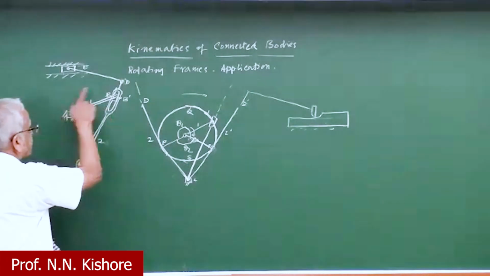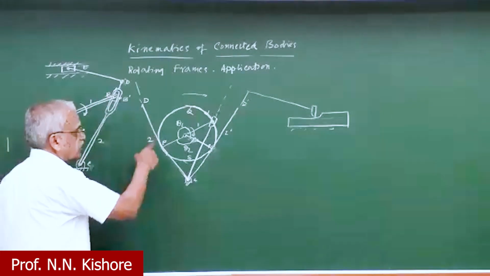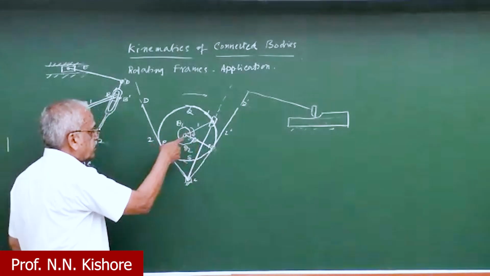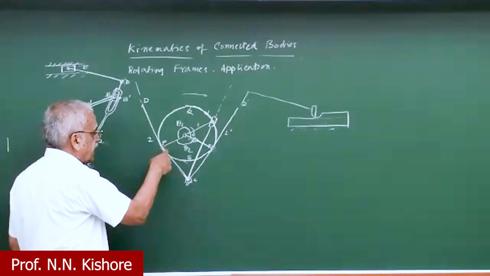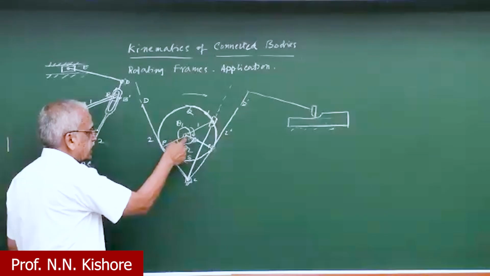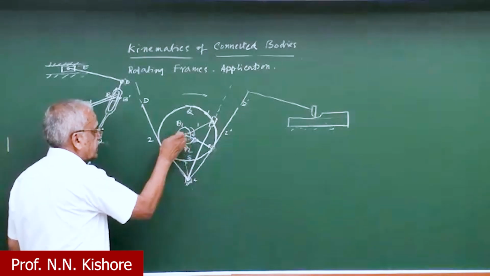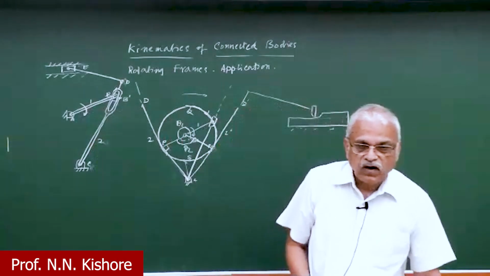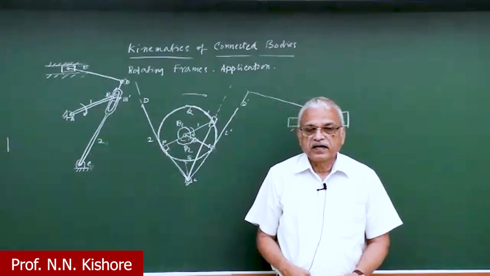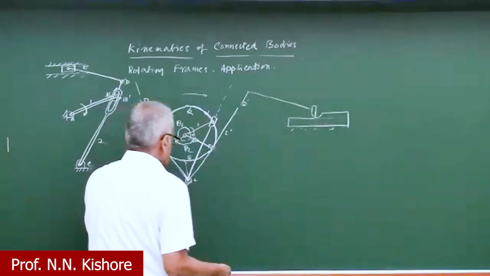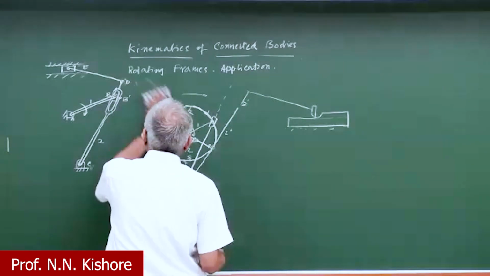In fact, you can find out the angle theta 1 and the angle theta 2. It all depends on this, which is the crank, and you can say this is the tangent here, so this is 90 degrees. You can find out this angle, and then you can calculate the time taken for the forward stroke and the return stroke. This is one of your tutorial example problems also.